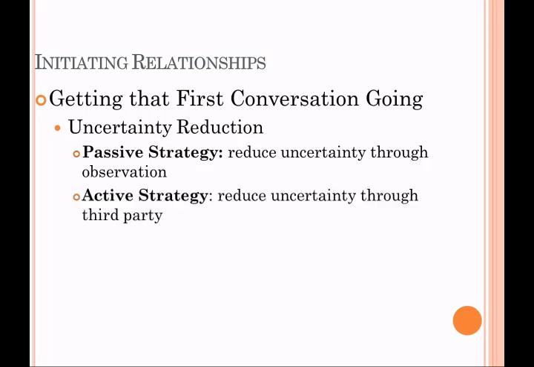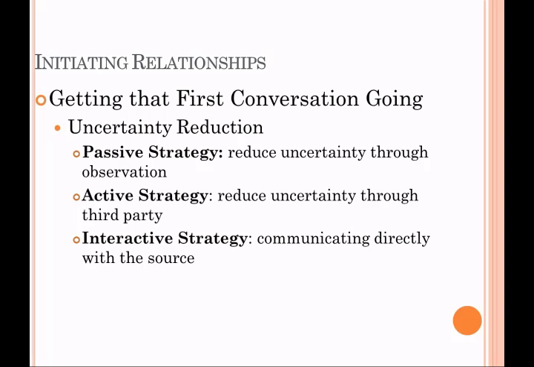The second strategy is an active strategy. And with the active strategy, we reduce our uncertainty through a third party. So for example, let's say that there's a classroom full of students and Johnny is interested in Susie. He's watching her through the passive strategy. He's observing. He says, she looks like somebody I would really want to get to know. But he doesn't know if she's in a relationship or not. So he asks one of her friends, hey, is Susie in a relationship? That's asking a third party. That's an active strategy. He's not going directly to the source and asking Susie if she's in a relationship. He's asking a third party. So that's an active way that we gather information.